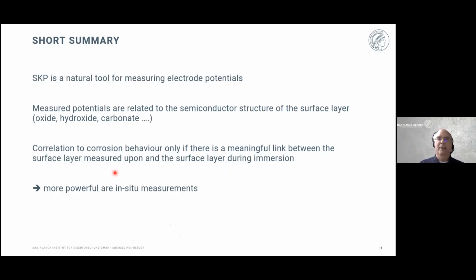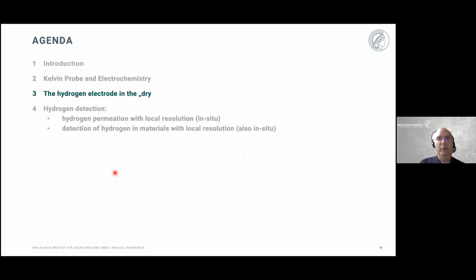Yeah. And the best thing is if you do it in situ in your humid atmosphere where corrosion can occur, then you can see live how such corrosion processes occur. But that's not the topic of today. The topic of today is what I call, first I will introduce a hydrogen electrode in the dry, as I call it. That is what we need for the hydrogen detection that I want to show you today.